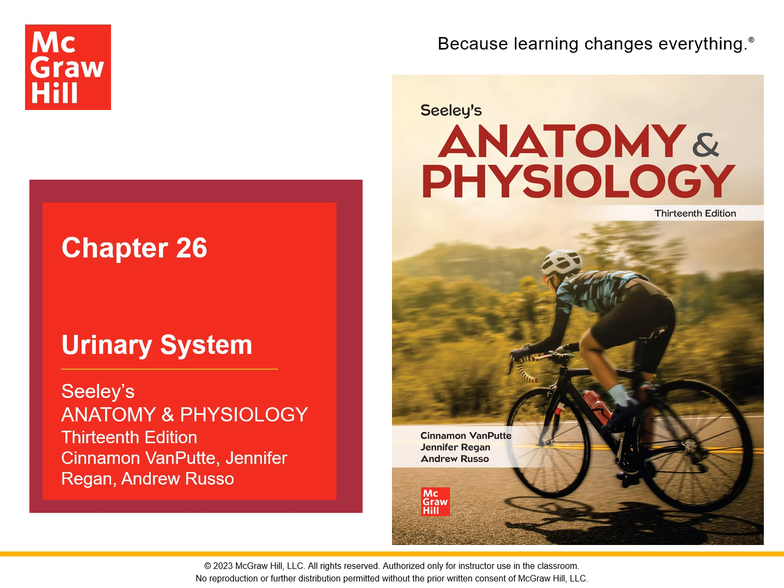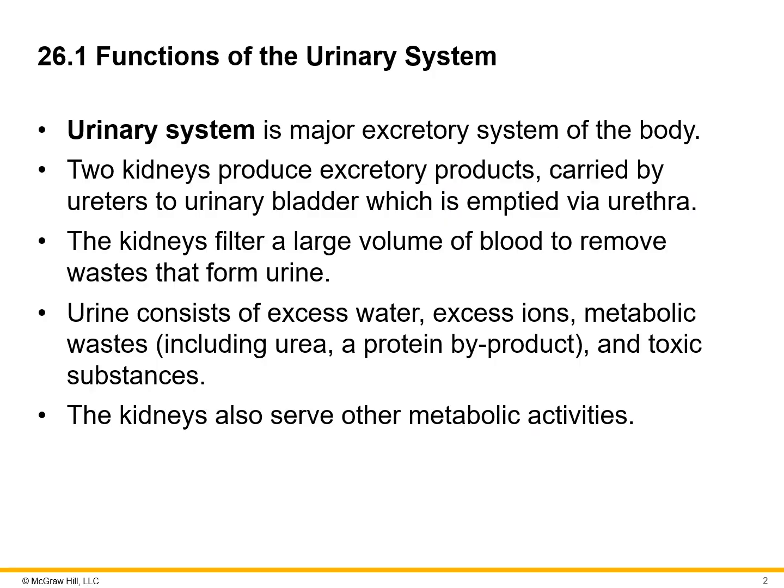We now come to chapter 26, looking at the urinary system. So if we look at what the urinary system does, of course, we think about urine, which is our main excretory system. So we're trying to get rid of things at this point. Of course, we have a couple of kidneys that are used to do that. The ureters help connect the bladder to the urethra to actually be emptied.